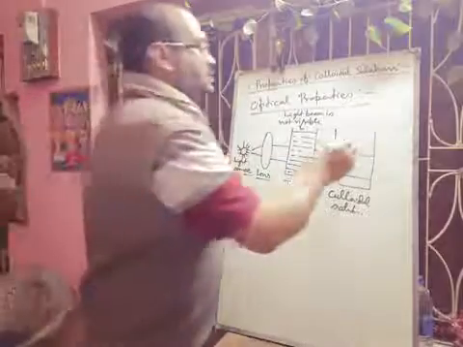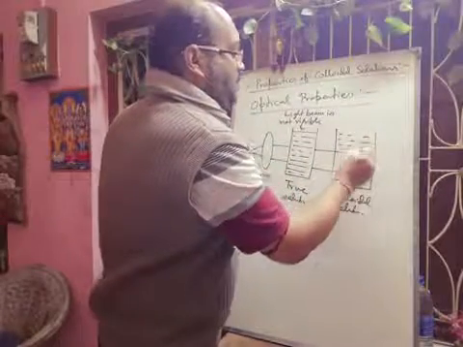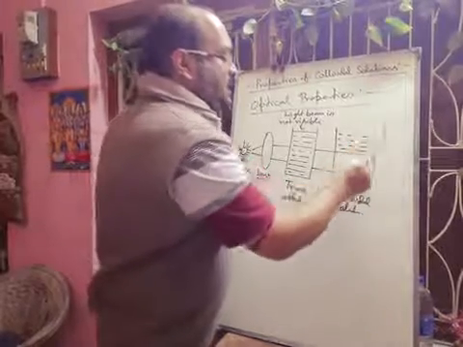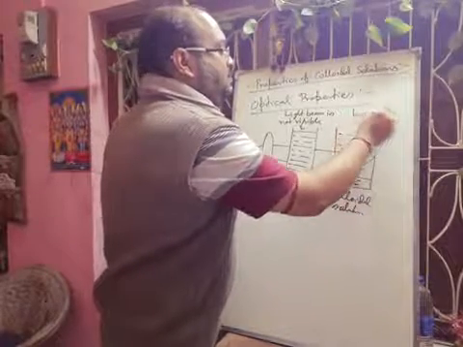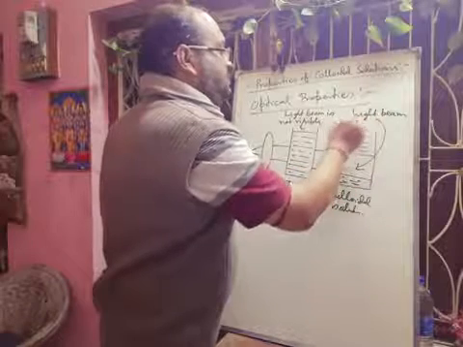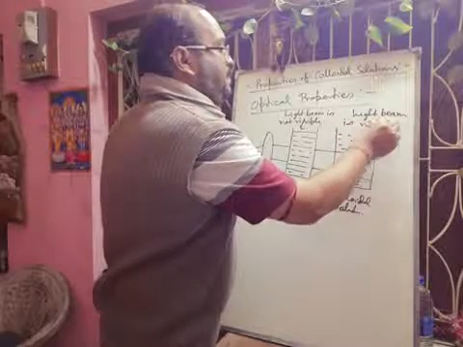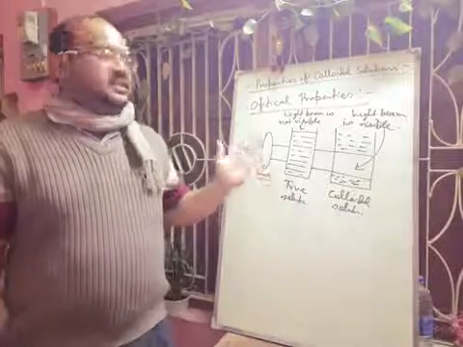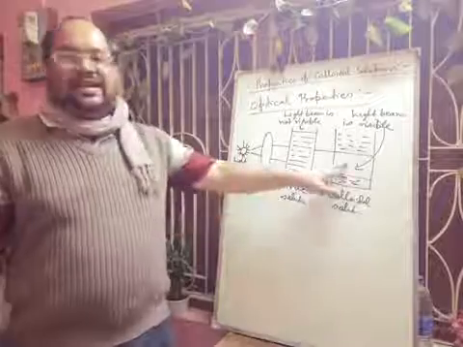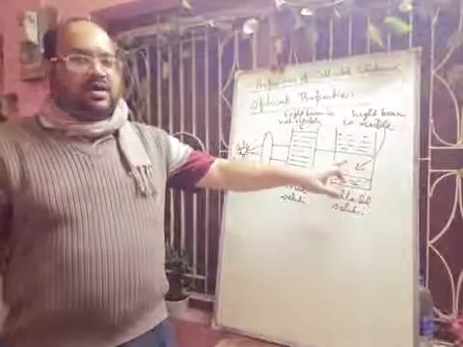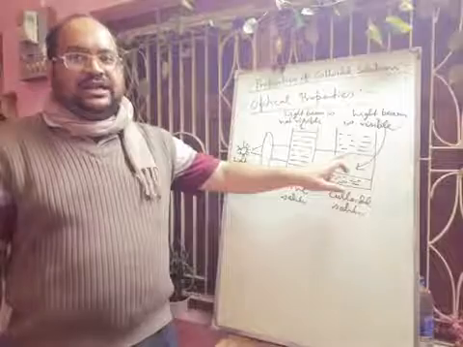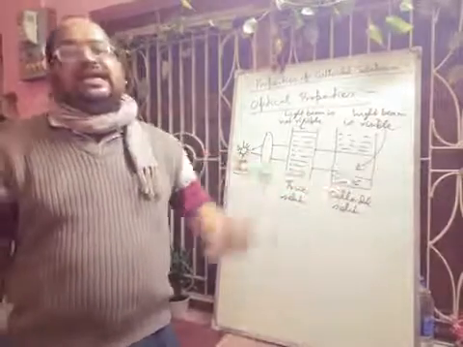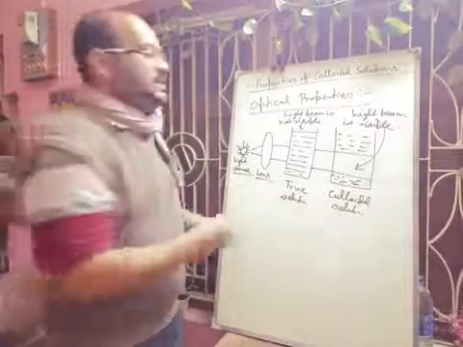So here this is the colloidal solution. So here the light beam is visible. So this illuminated beam, formed by the scattering of light, is called the Tyndall beam. This beam is called Tyndall beam, and there will be the scattering of light here.